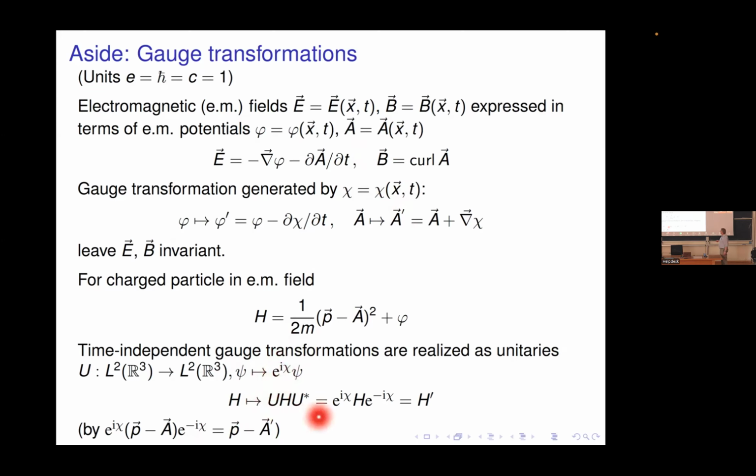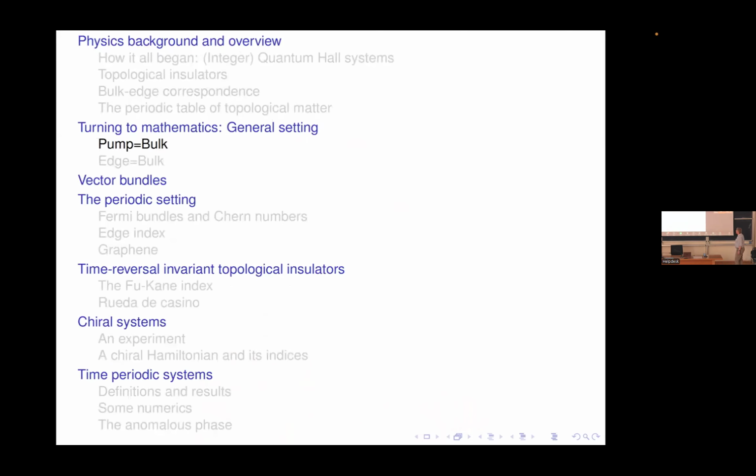The multiplication by e to the ik of x is a unitary operator, and the Hamiltonian H changes to this new Hamiltonian H prime by unitary conjugation. That is to be kept in mind.